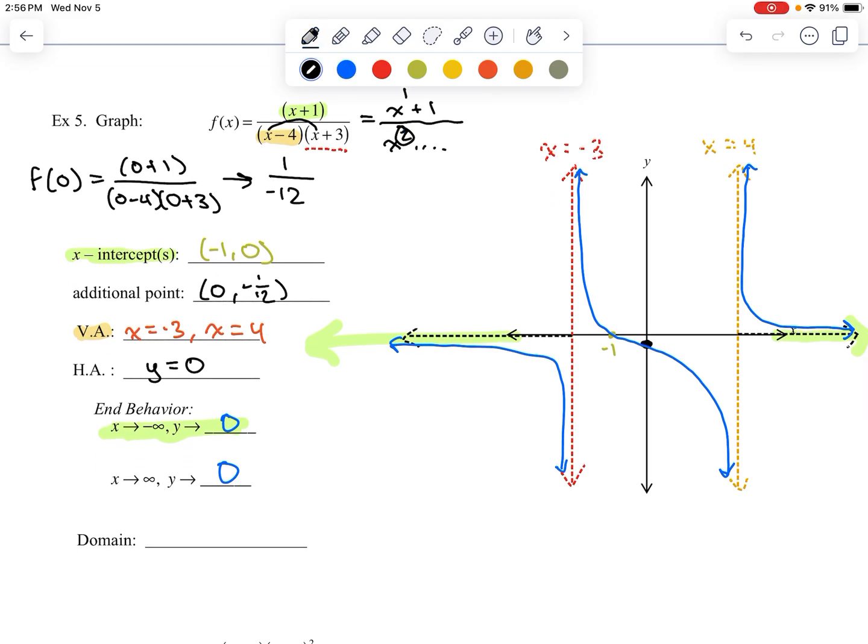For the domain, we go left to right, so it's negative infinity to negative 3. That's our first vertical asymptote. Then negative 3 to 4. And then 4 to infinity.